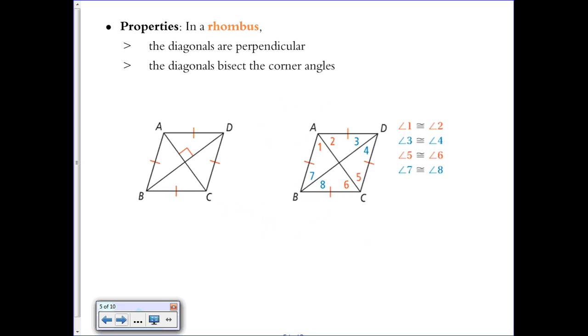So back to the properties of a rhombus. Diagonals are perpendicular to each other. That's shown on the first picture here. And the diagonals bisect the corner angles. That's shown on the second picture here, or the vertex angles. Corner is sort of an everyday phrase. Vertex angle would probably be the better geometry phrase.